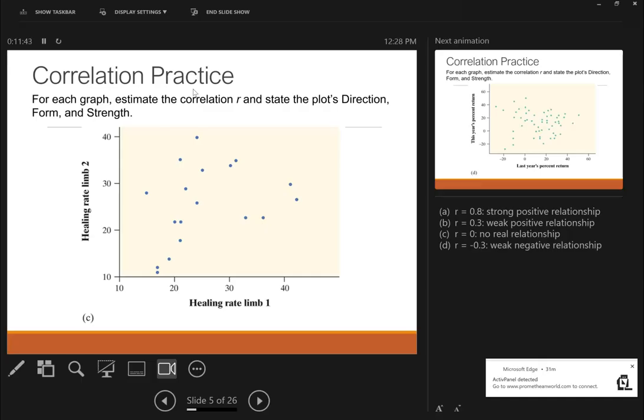The form, I don't know, you could say linear, I guess, or random. The strength, no association, right, or very weak. I think either would be okay. If you said 0, probably say no association rather than strong or weak.